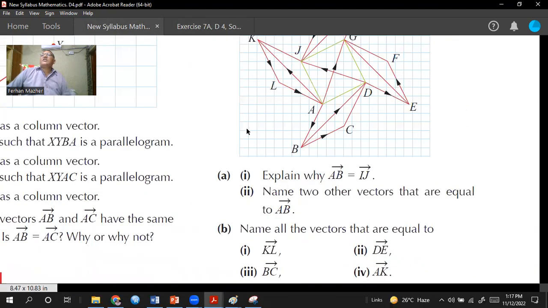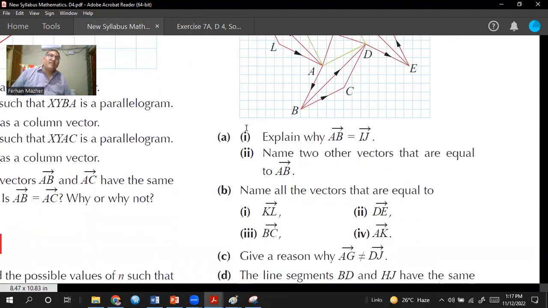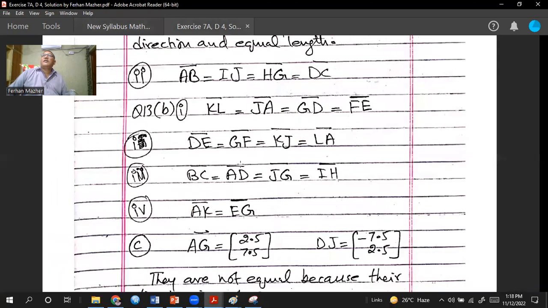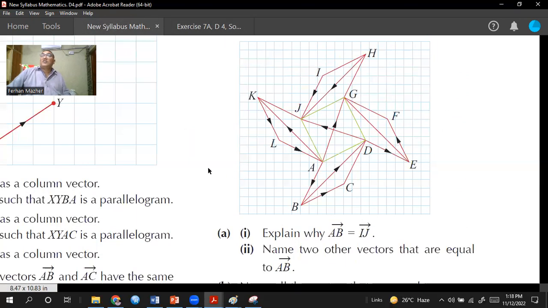Then their question is, find all the vectors which are equal to DE. So where is DE? Equal to DE, we will have GF, KJ, and LA. So DE will be equal to GF, KJ, and LA. So this is my answer here.